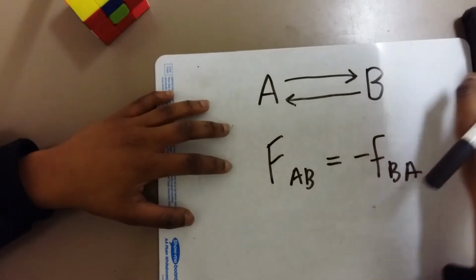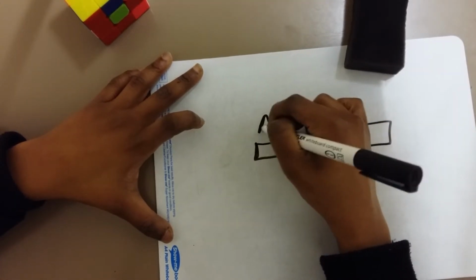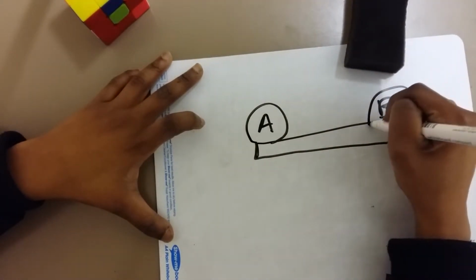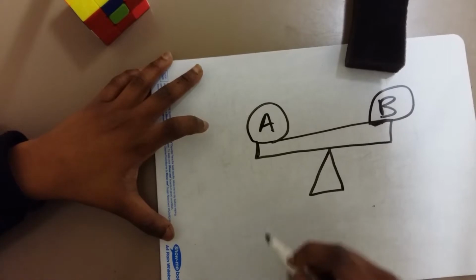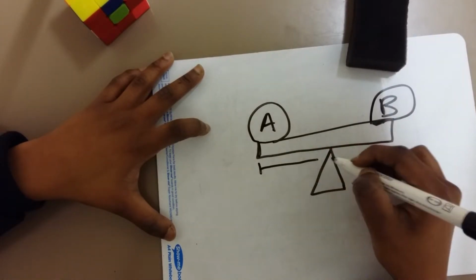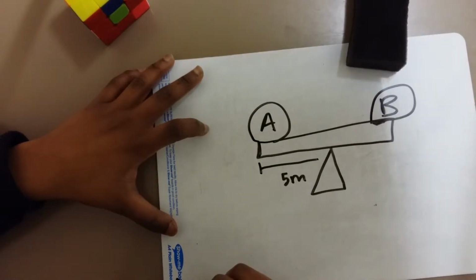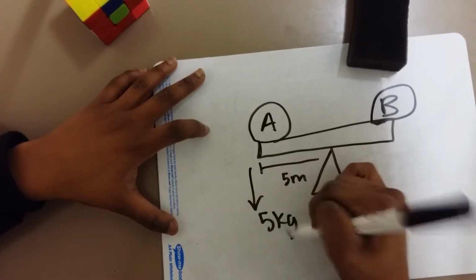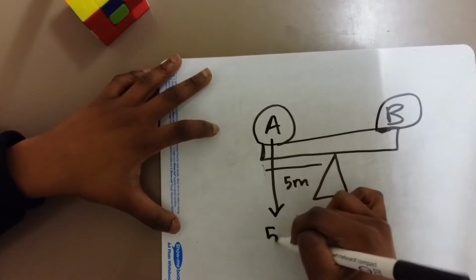Okay, so let's just put object A on one side of a seesaw, A, and B on the other. Let's say these are like actual objects. That one's more sphere-like, and this one's, I don't know what that is, but it's a thing. And then this is our seesaw. So object A is 5 meters away, let's say this is 5 meters from the pivot, and object A weighs 5 kilograms. Actually, let's make this more accurate, and I'll explain why this is more accurate in a bit.